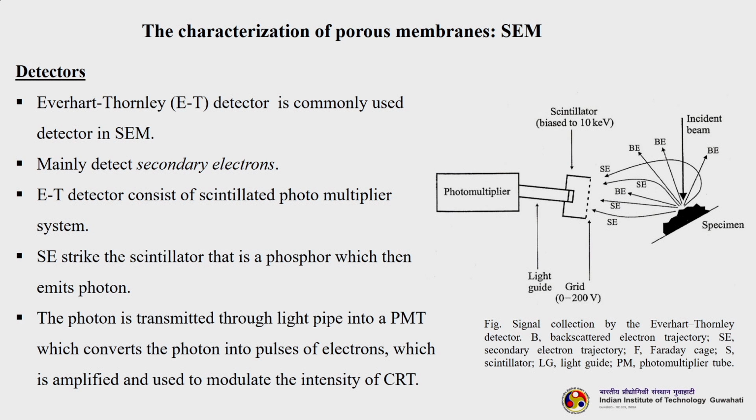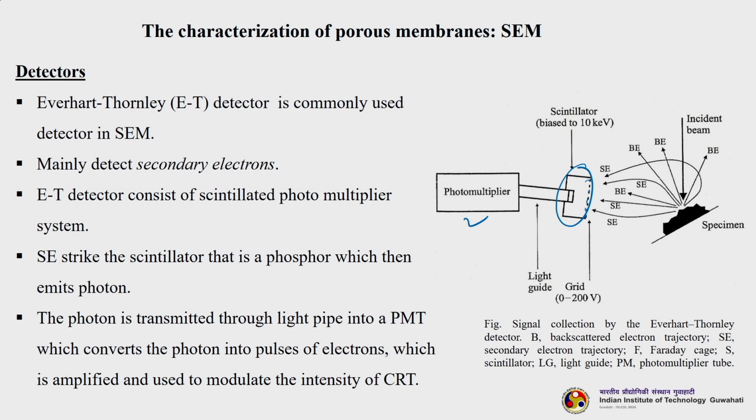The ET detector consists of a scintillator photomultiplier system. A photomultiplier is a unit which actually amplifies these electrons. Secondary electrons strike the scintillator, that is a phosphor, which then emits photons. Okay. So, this is a scintillator, you can see. This is the photomultiplier. There are grids here, you can see, 0 to 200 volt. Once the secondary electrons strike the scintillator, it will emit the photons.